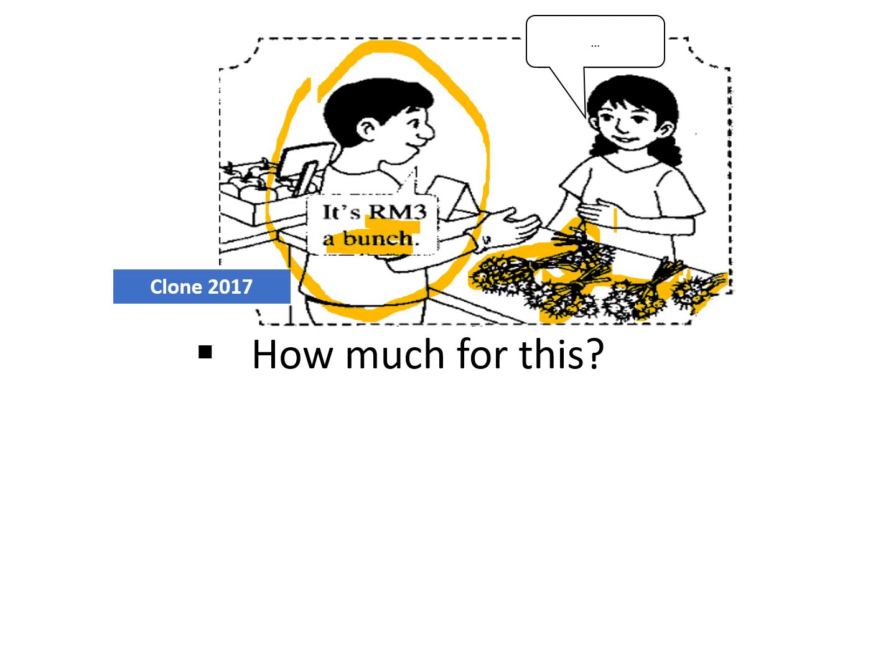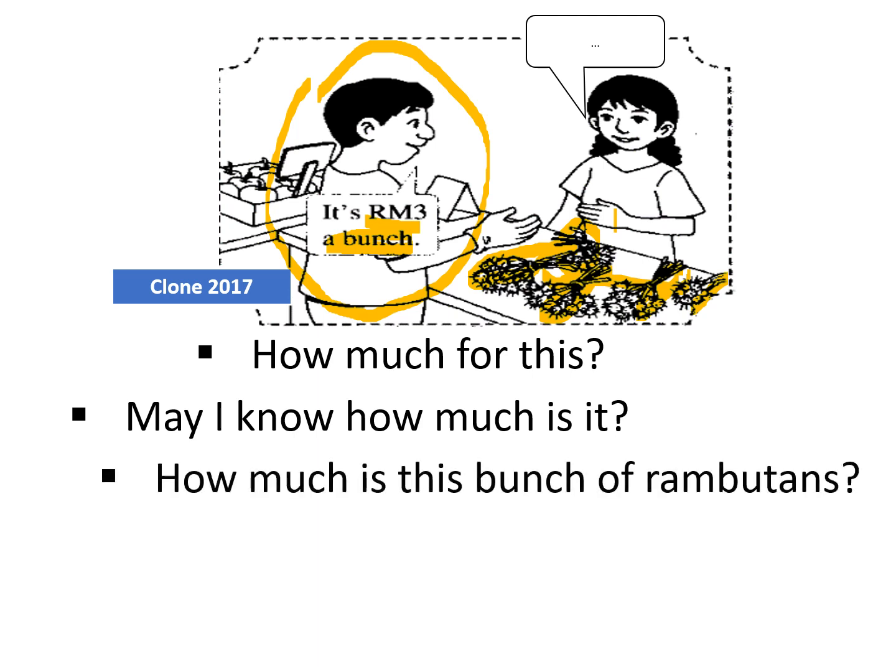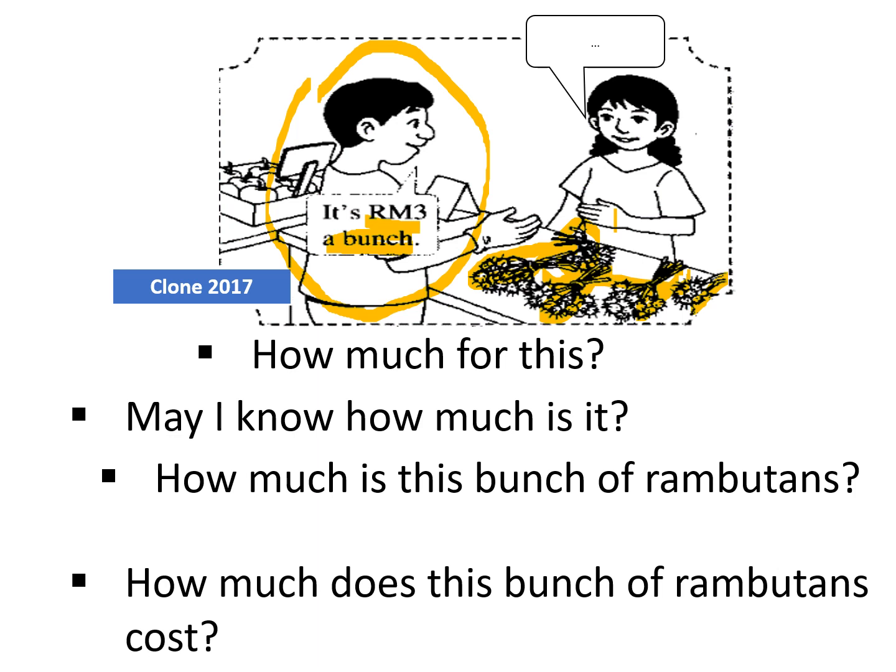How much for this? Is this the correct answer? May I know how much is it? How much is this bunch of rambutans? How much does this bunch of rambutans cost? So let's look at the justification. "How much for" is wrong. It should be how much is this? Or how much is a bundle of this?